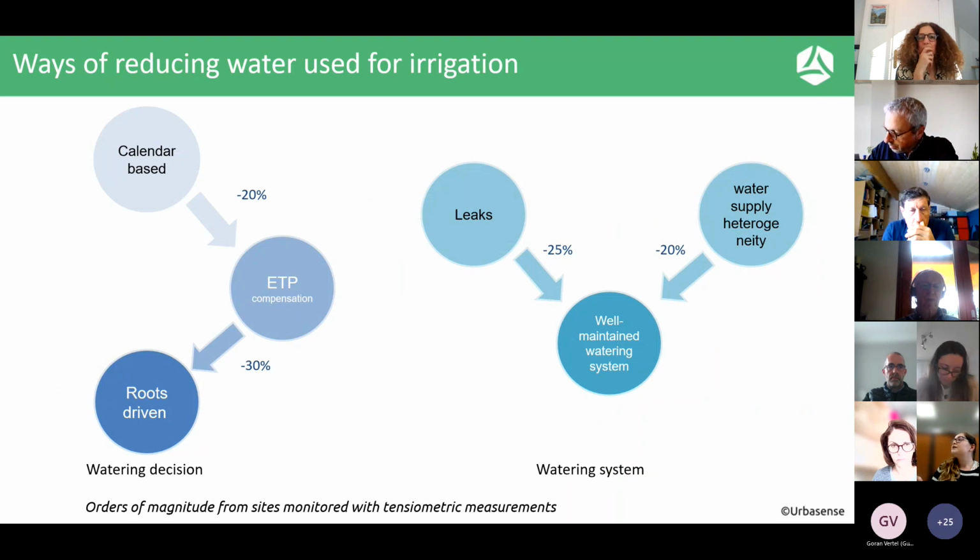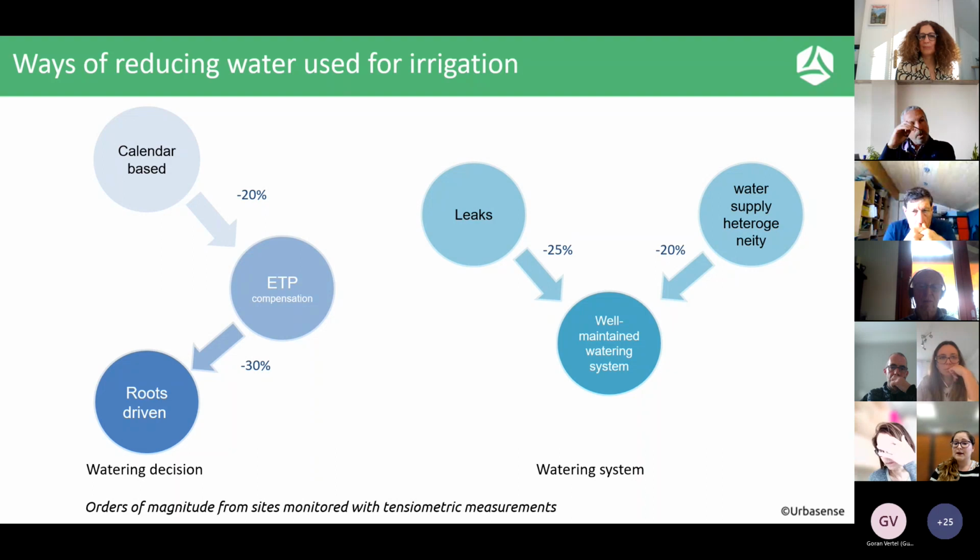So this is what we measured. Calendar-based is the basic method. When you go to ETP compensation, you have 20% less water use. And when you go to root-driven watering decisions, you have 30% less use of water. So it's a big difference.